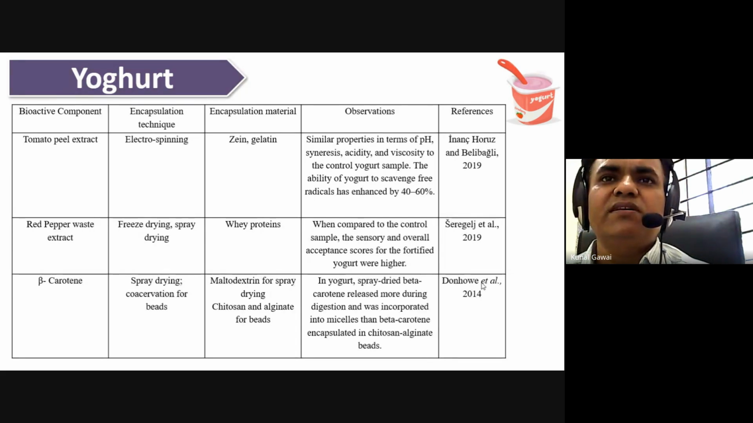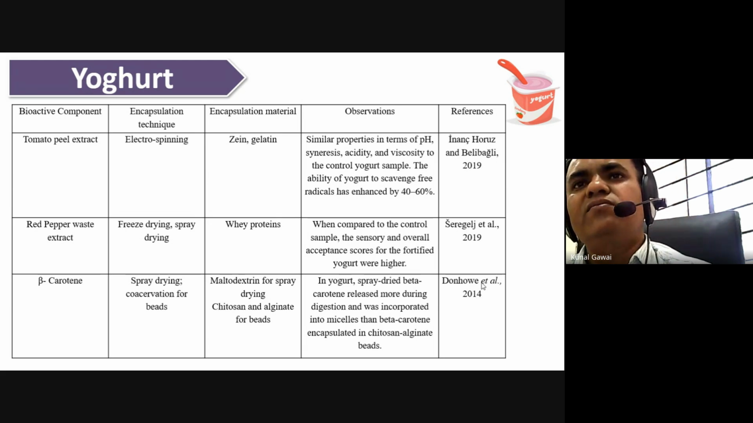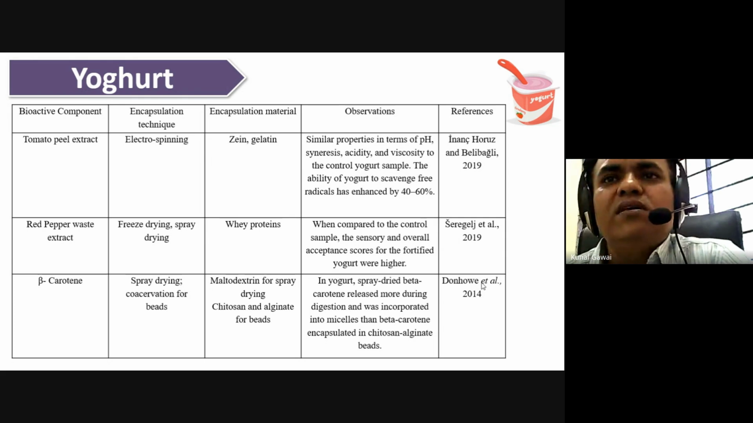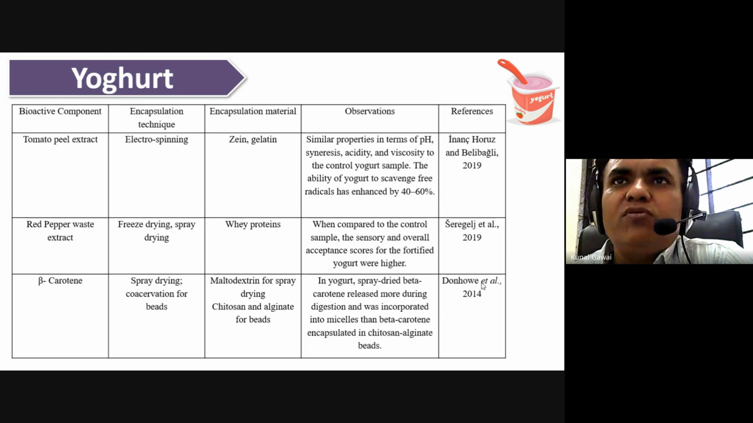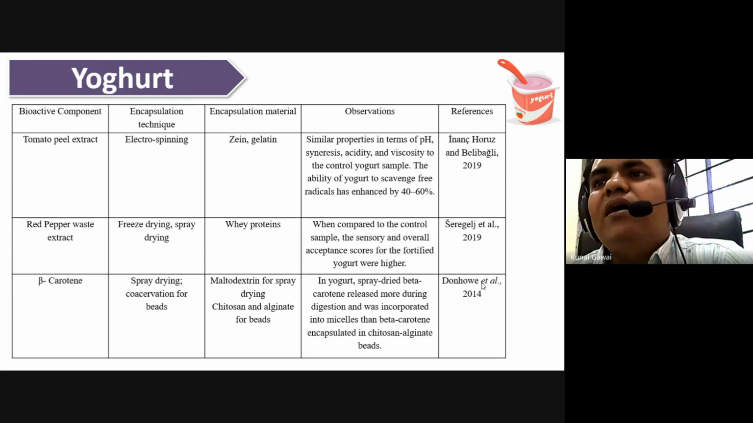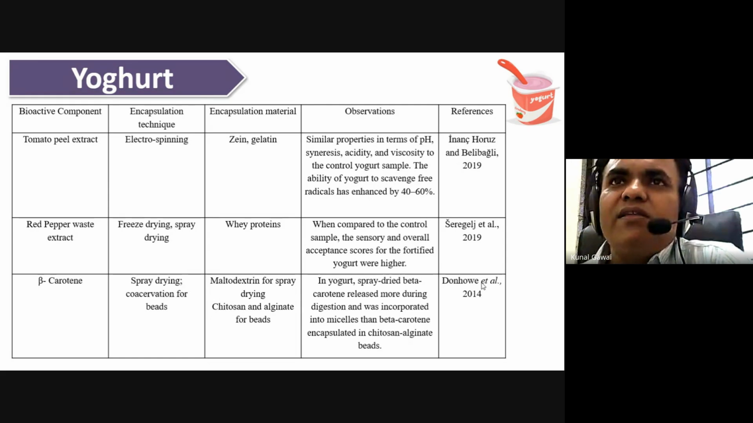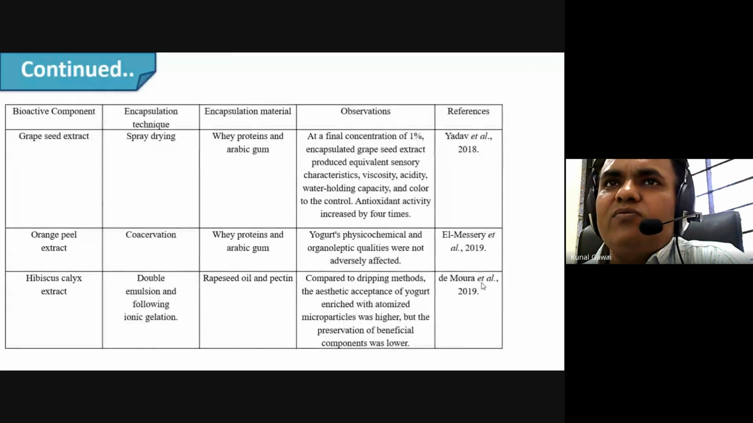red pepper waste extract, and beta carotene extract, using different methods like electrospinning, freeze drying, and spray drying. Different encapsulating materials are available, and they are used to incorporate various bioactive components in yogurt-type products. So ultimately that yogurt will have these enhanced characteristics. This type of value addition we can incorporate by using encapsulation.